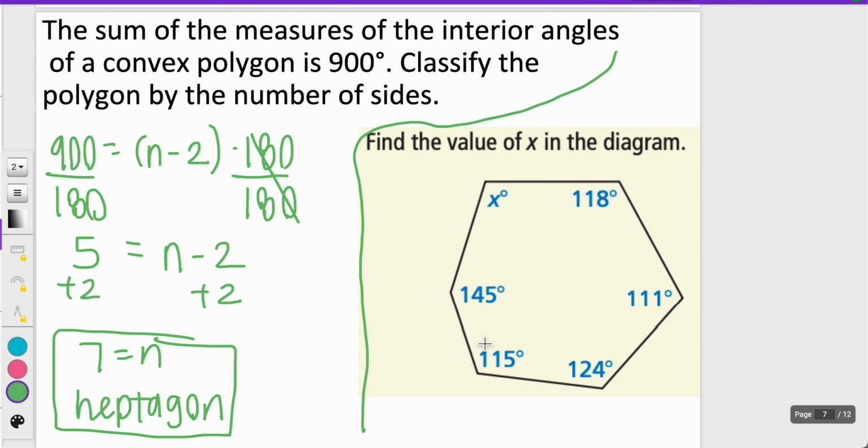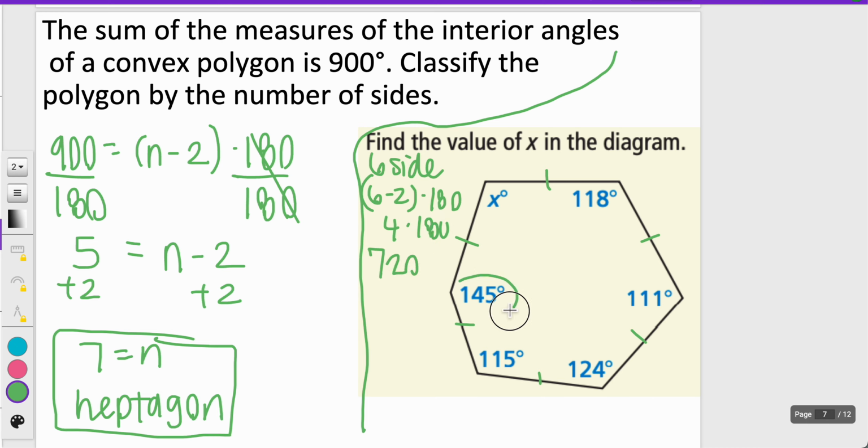Over here, though, it says find the value of x in the diagram. What we want to know first is how many sides this shape has: 1, 2, 3, 4, 5, 6. Since this is a 6-sided figure, we're going to take 6 minus 2 and multiply that by 180 to see how many degrees I should have. 4 times 180 gives me 720.